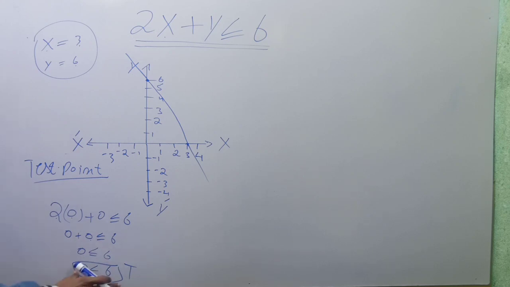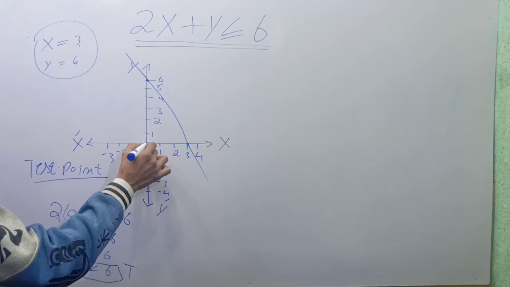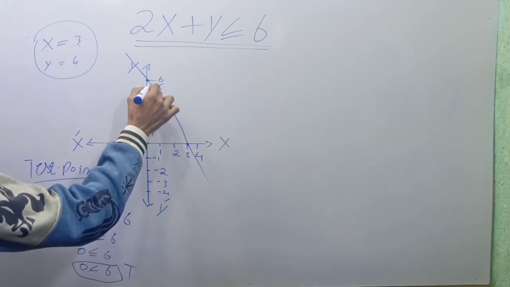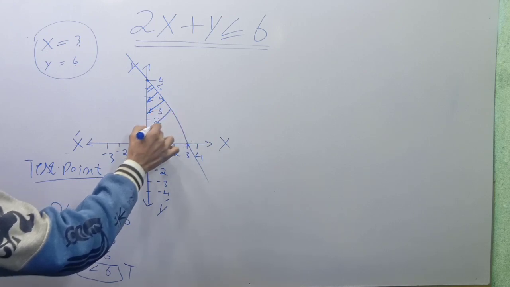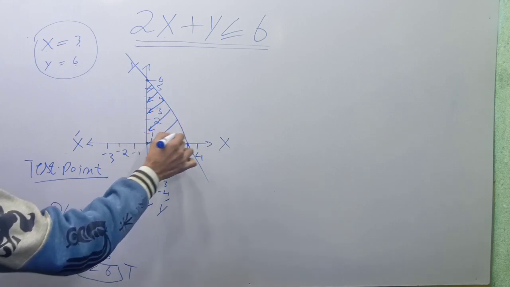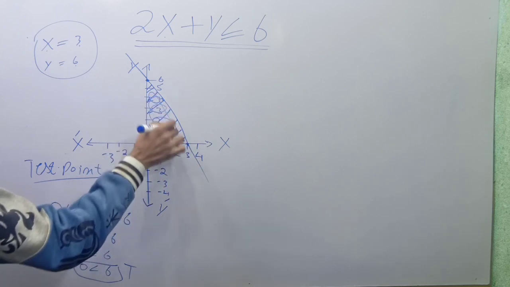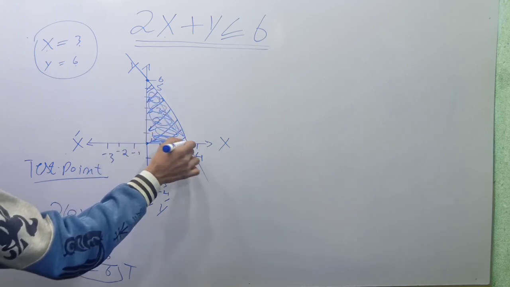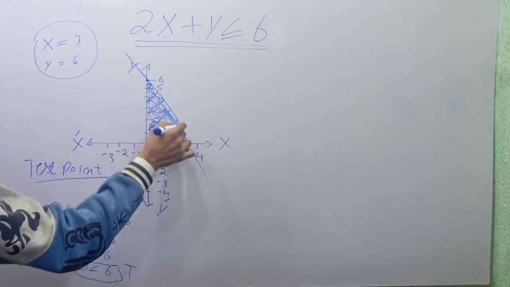When the test point is true, then we have to draw the line or shade the graph toward the origin. It is the origin, so we have to draw the graph toward the origin. So it is the graph of the solution set of the linear inequality.